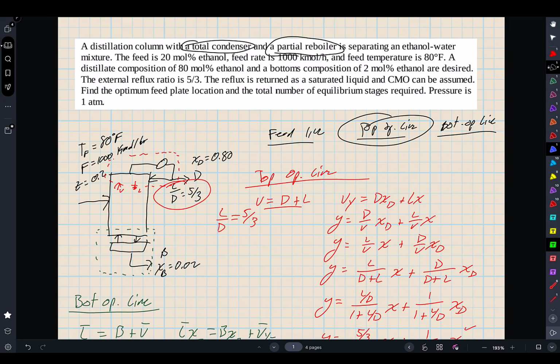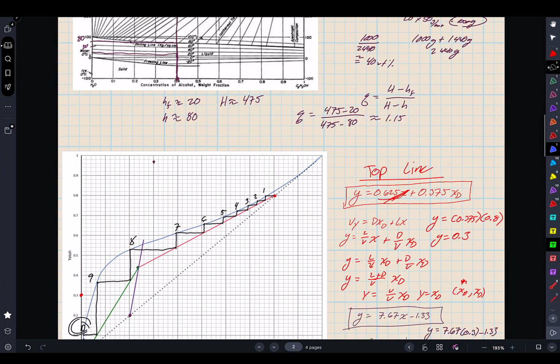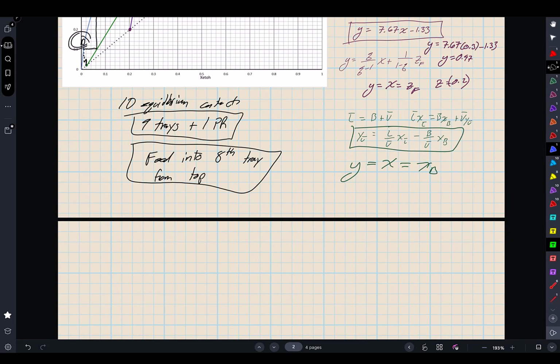So that is it for the first part of the problem, which asked specifically for the total number of equilibrium trays and the feed location. But what we can do is take a step further and figure out what the energy requirements are around the heater and around the reboiler.